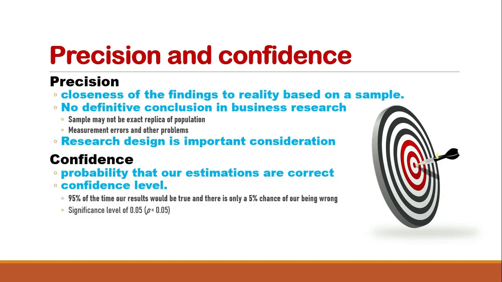Our sixth hallmark of scientific research is precision and confidence. Precision basically refers to the closeness of the finding to reality based on a sample. You will also learn later on that we cannot reach the whole population to collect the data. So what we do is take a small sample out of it.